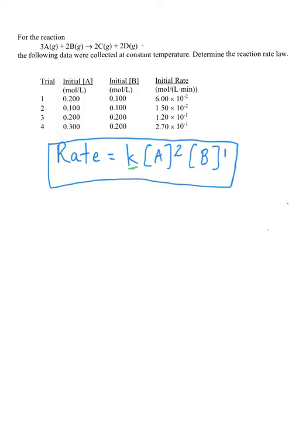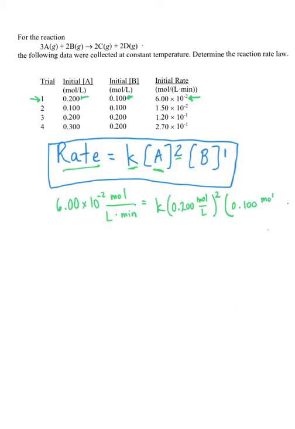What we're going to do is take from trial number 1, we'll select the initial rate to plug in here. That's 6.00 times 10 to the minus 2 moles per liter per minute. We'll take the concentration of A to plug in here. That's 0.200 moles per liter. We'll square it, then multiply by the concentration of B, which is here, 0.100 moles per liter in this trial. We'll raise that to the first power. And we'll solve this for K.